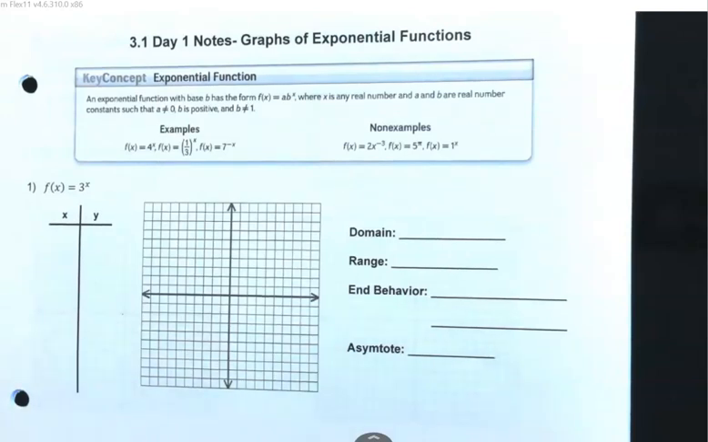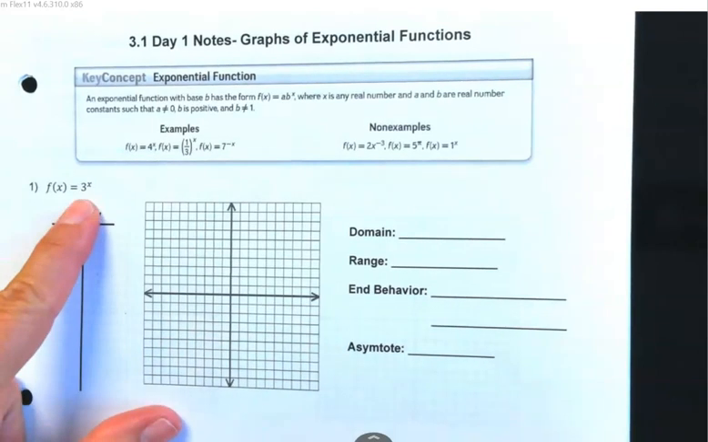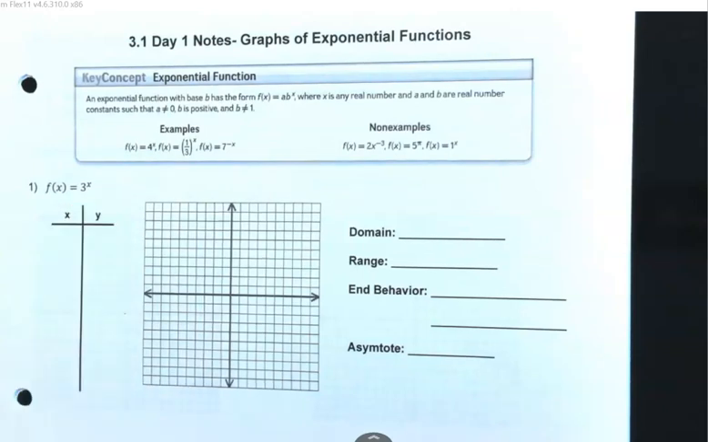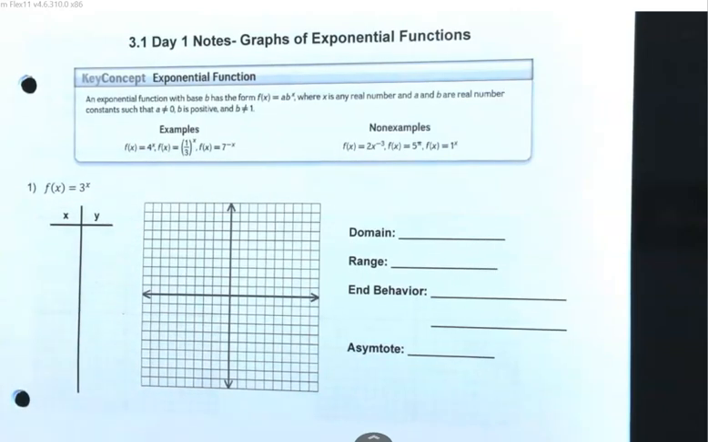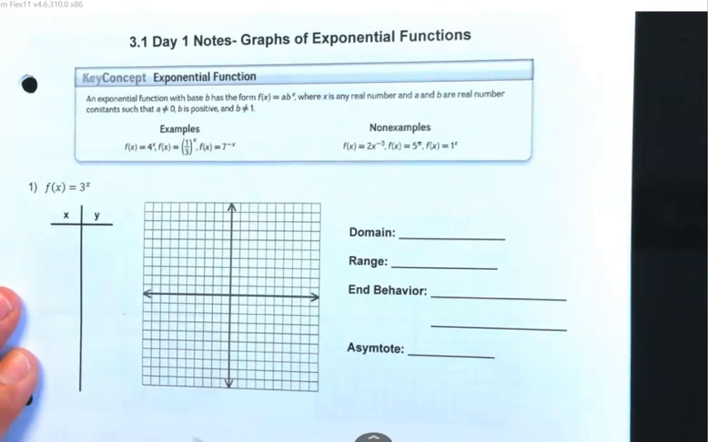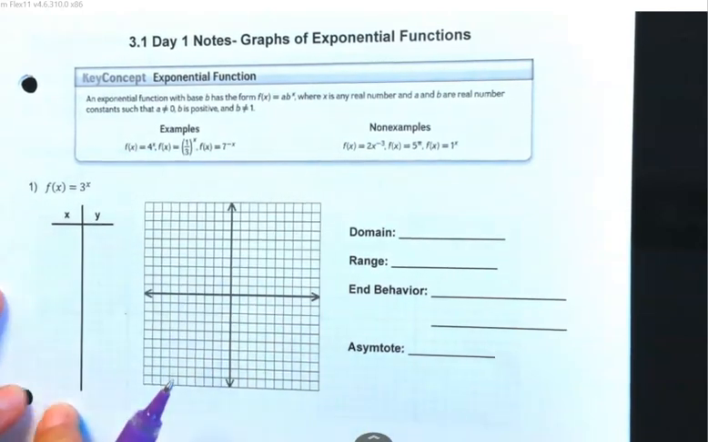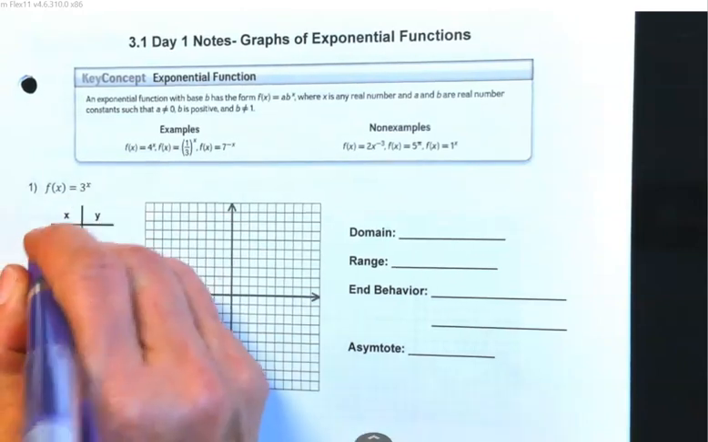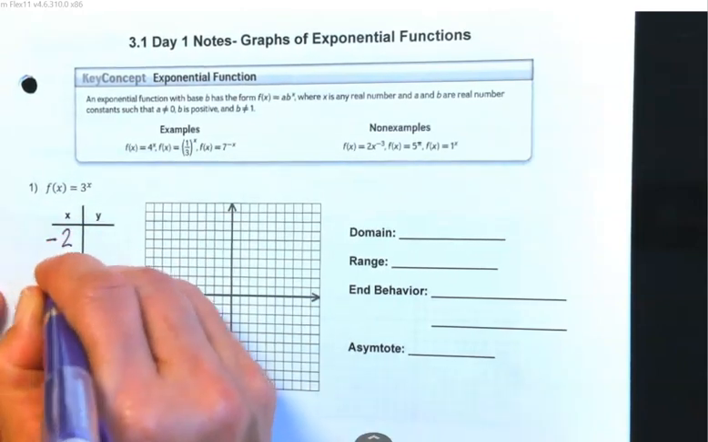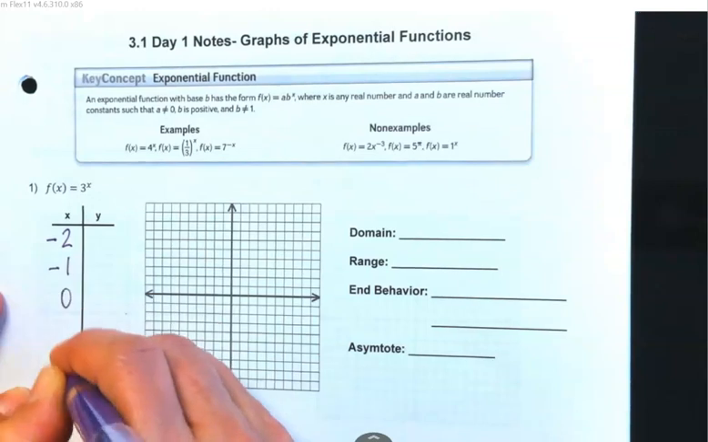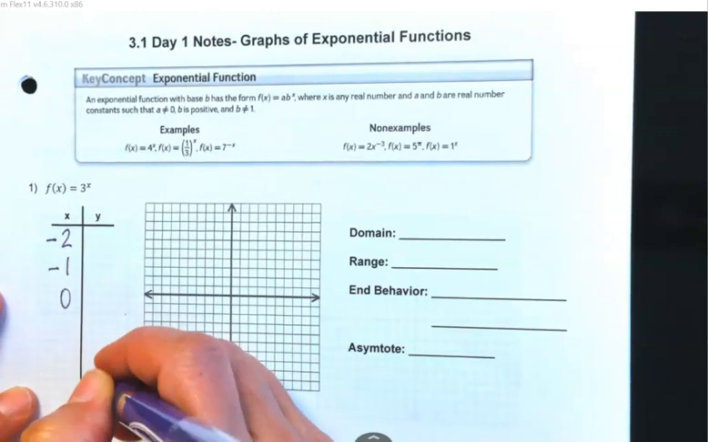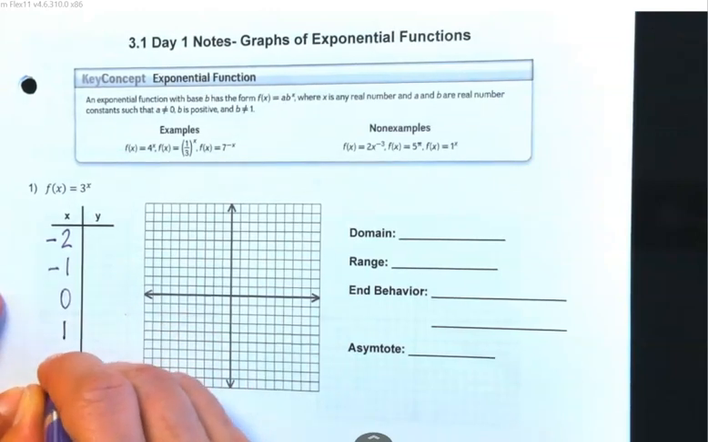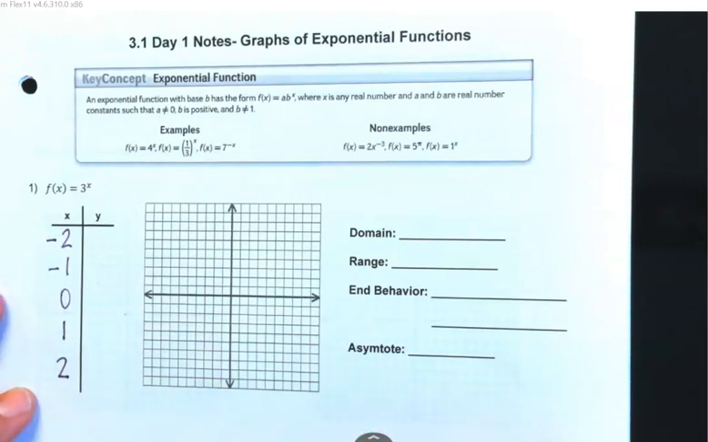Guys, if you could please notice that this is an exponential function. I know it's an exponential function because the variable is an exponent. It has to be an exponent. All right, what we're going to do here is plug in some inputs and get some outputs. The inputs that we're going to plug in are just -2, -1, 0, 1, 2. We're always going to keep it that simple.